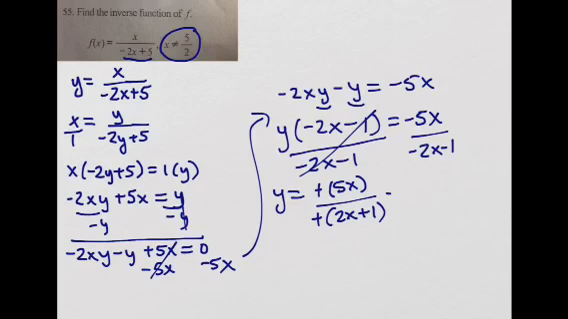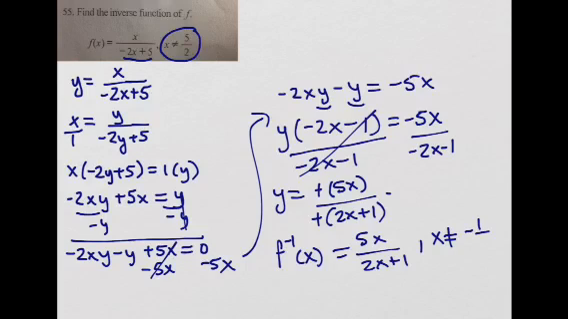So then I have y, f inverse of x equals 5x divided by 2x plus 1. Now I have to make sure that the denominator does not equal 0, so I say x cannot equal negative 1/2, because that would make the denominator 0. So here's the final answer.